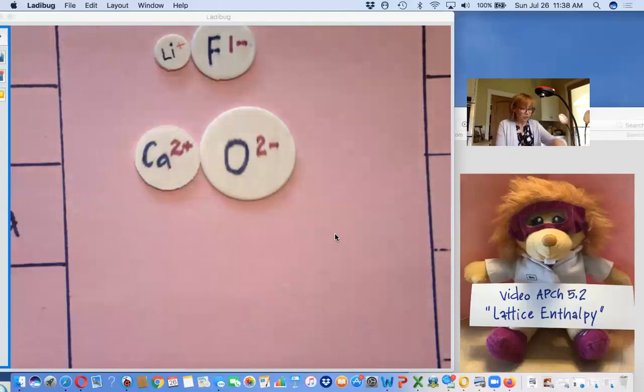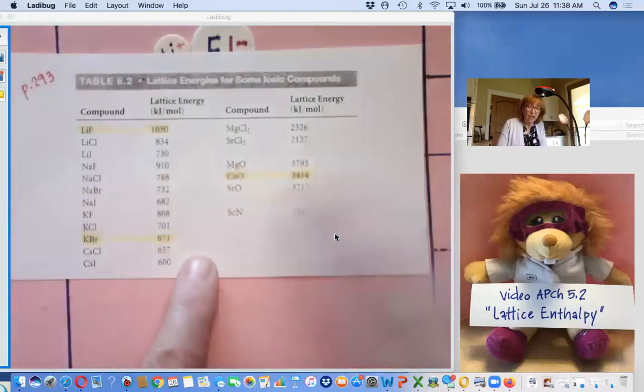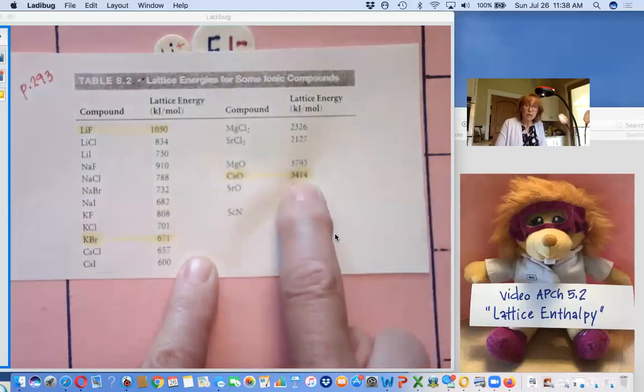So looking again at page 293, sure enough, calcium oxide with this very large lattice enthalpy must have the stronger force of attraction than does lithium fluoride.